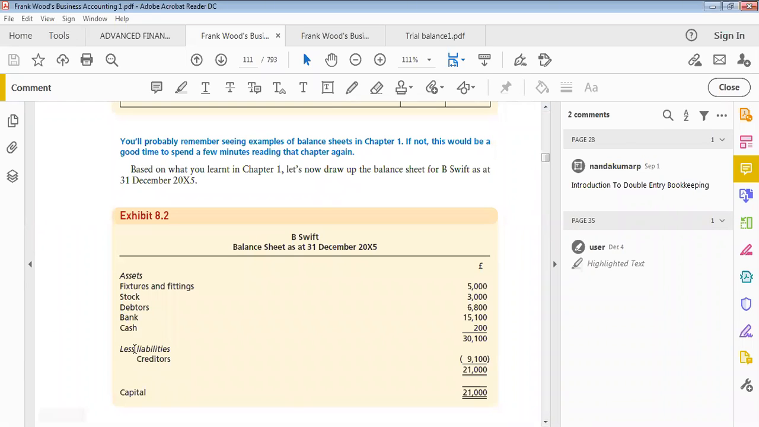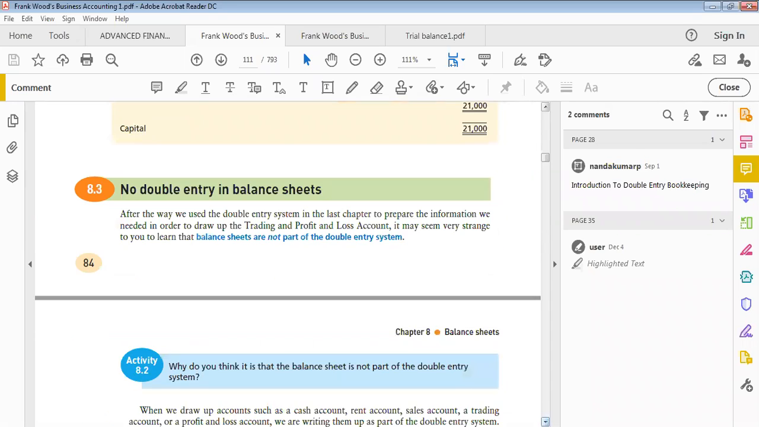Good? Then you what? Less your liabilities, which is creditors in this case. Subtract 9,100 from 30,100, and that will give you $21,000. And then your capital, whatever. Remember now that the balance sheet equation, the accounting equation, is what? Assets minus liabilities equal what? Capital. So therefore, any figure that you get right here, you should get down here as well. Good? Therefore, that is that for that.